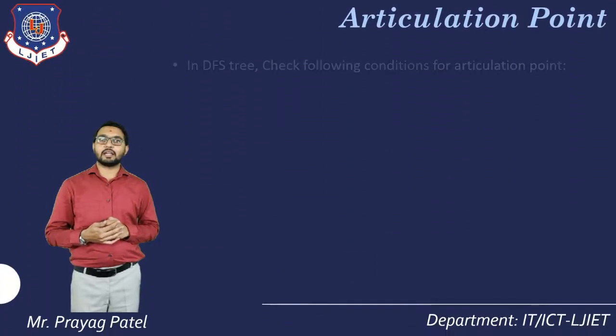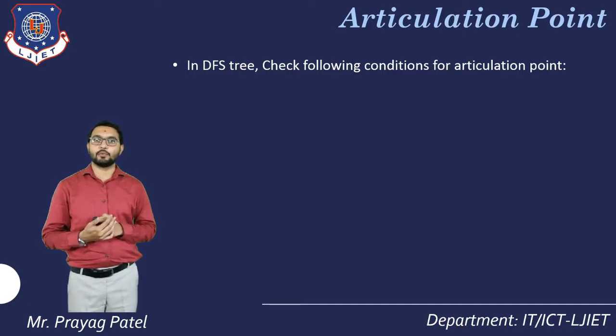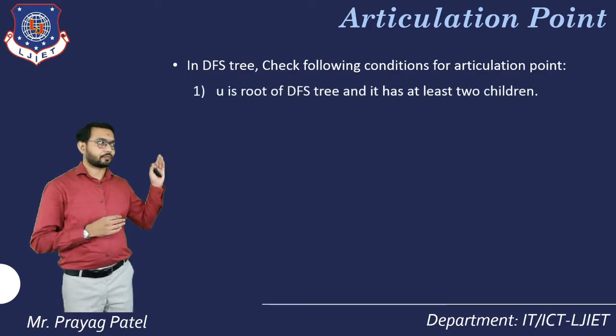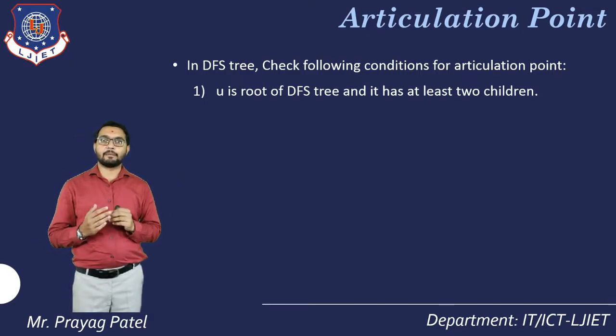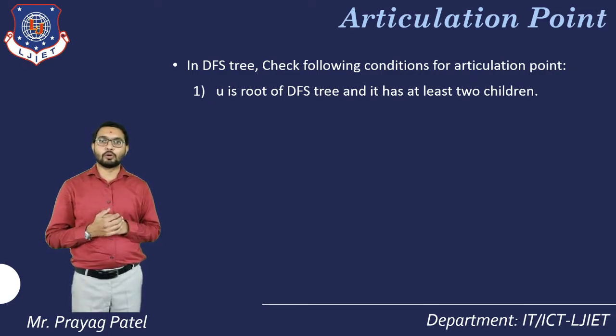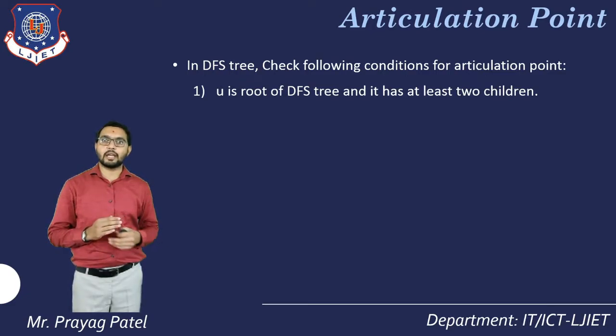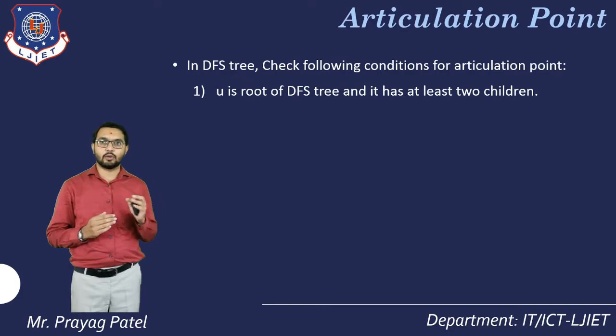Now consider how we can find the articulation point. In the DFS tree, check the following conditions to find the articulation point. The first condition: if U is the root of the DFS tree and it has at least two children, then we can say that U is an articulation point. But if the root node has only one child, then the root node is not considered an articulation point. So simply, if the root node has two or more children, then consider this node an articulation point.